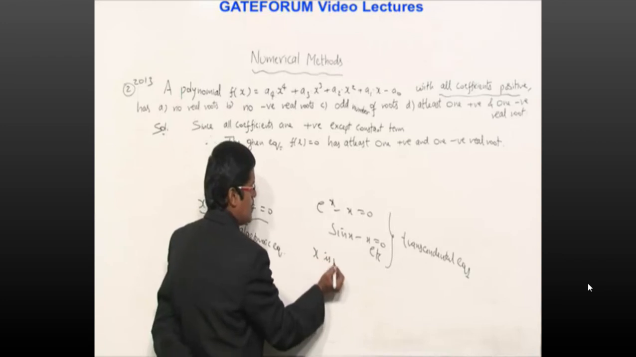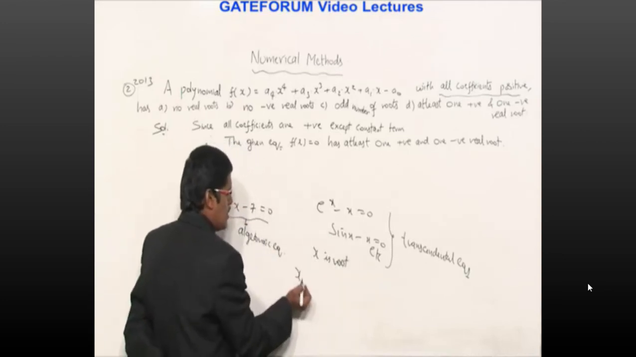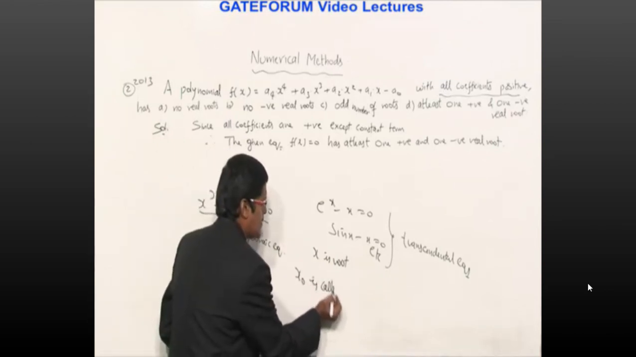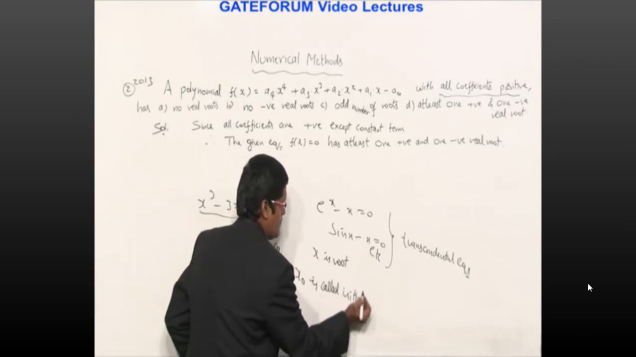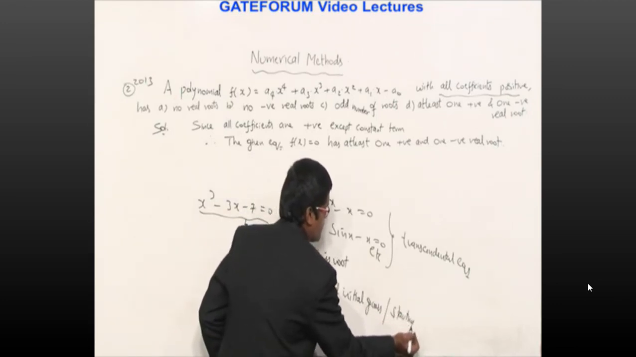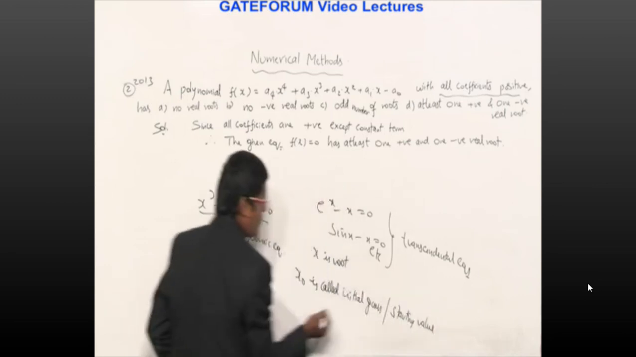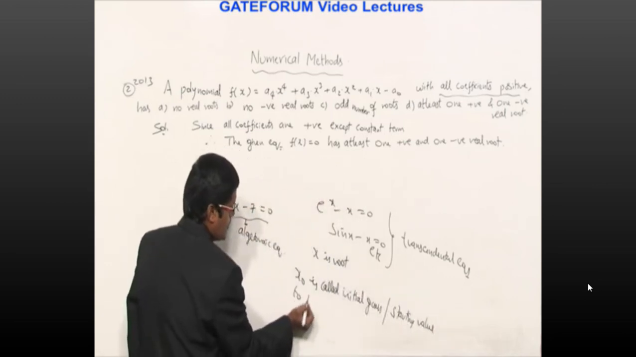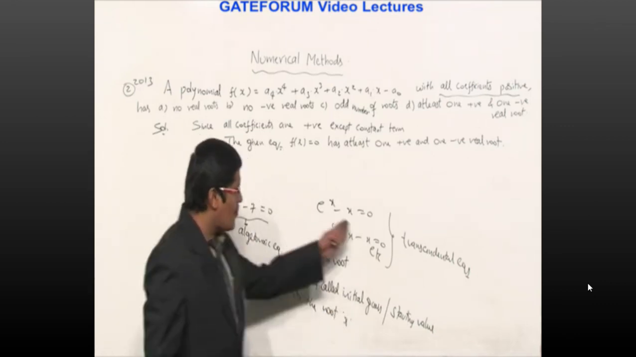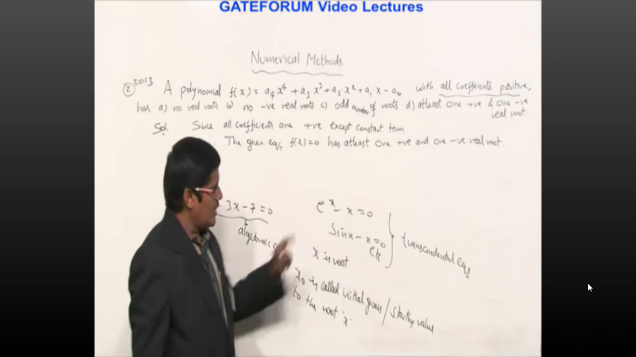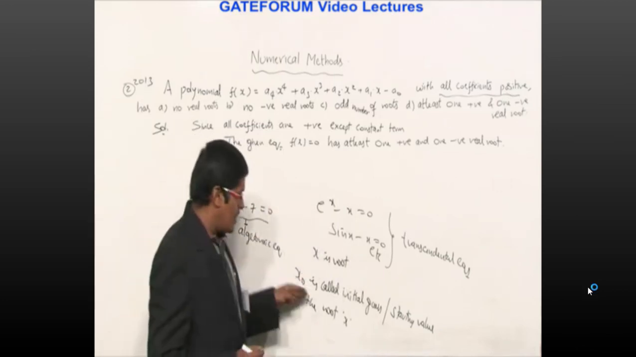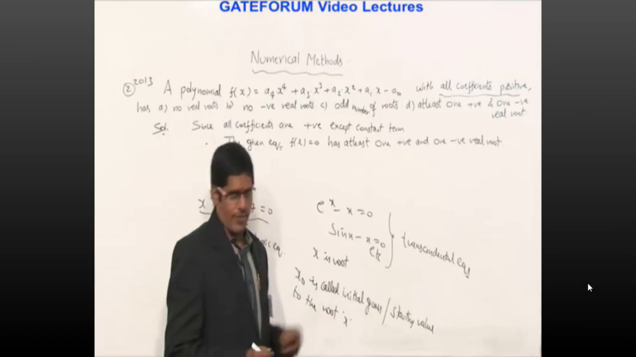x is the root. So x naught is called the initial guess or starting value or initial approximation to the root x. We can't find the exact answer in 95% of the problems. So let us start with x naught. It is a value very closely approximated to the root alpha.